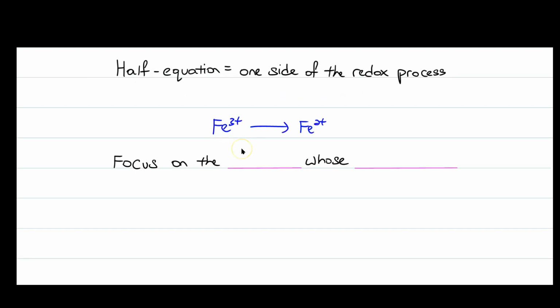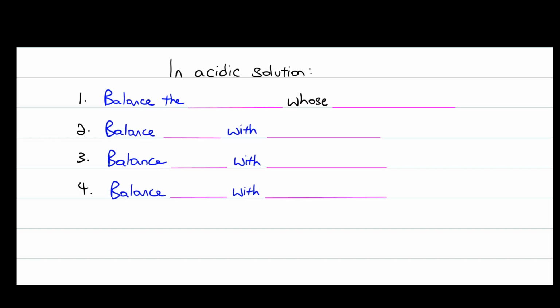A half equation shows only one side of a redox process. Instead of trying to balance the whole reaction at once, we focus on just one change first. In particular, we track the atom whose oxidation state changes, because that is the atom being oxidized or reduced. Once that part is balanced, we can then deal with oxygen, hydrogen, and finally charge. This is the method I want you to remember.